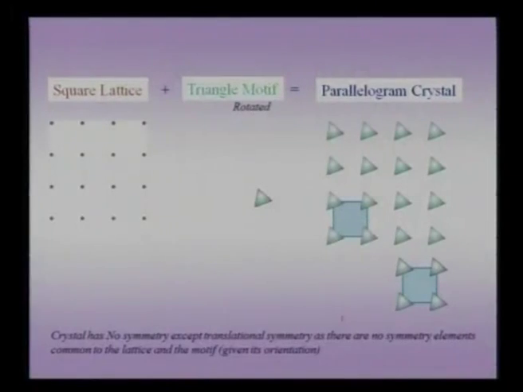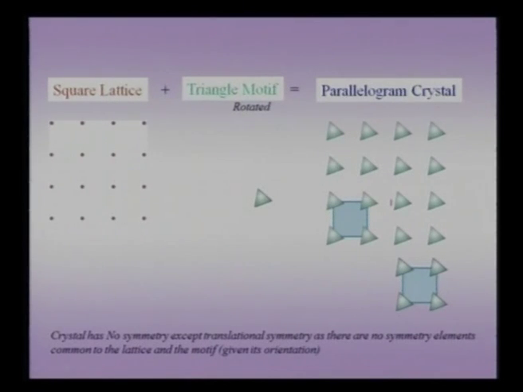So this is the case where I was talking about, wherein the triangle motif has been rotated with respect to the square lattice, and in this case I told you there is no common surviving symmetry element between the lattice and the motif. Even though the motif continues to have its original symmetry, which is 3m symmetry, and the lattice continues to have its original symmetry, which is 4mm symmetry, the crystal itself which I have generated has no symmetry except translation.